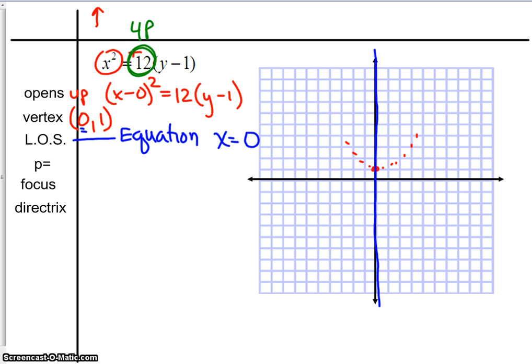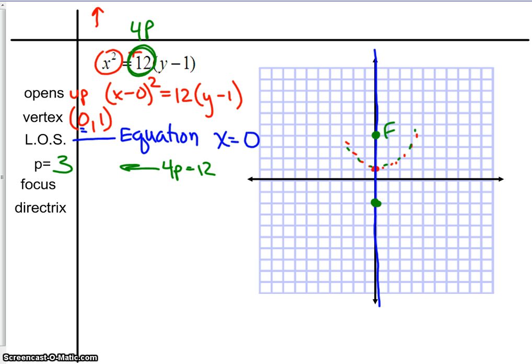The number in front of the set of parentheses is 4p. So 4p equals 12, meaning p is going to equal 3. Now, how I use that 3 is I'm going to go on my line of symmetry from my vertex. I'm going to go up 3, and I'm going to go down 3.